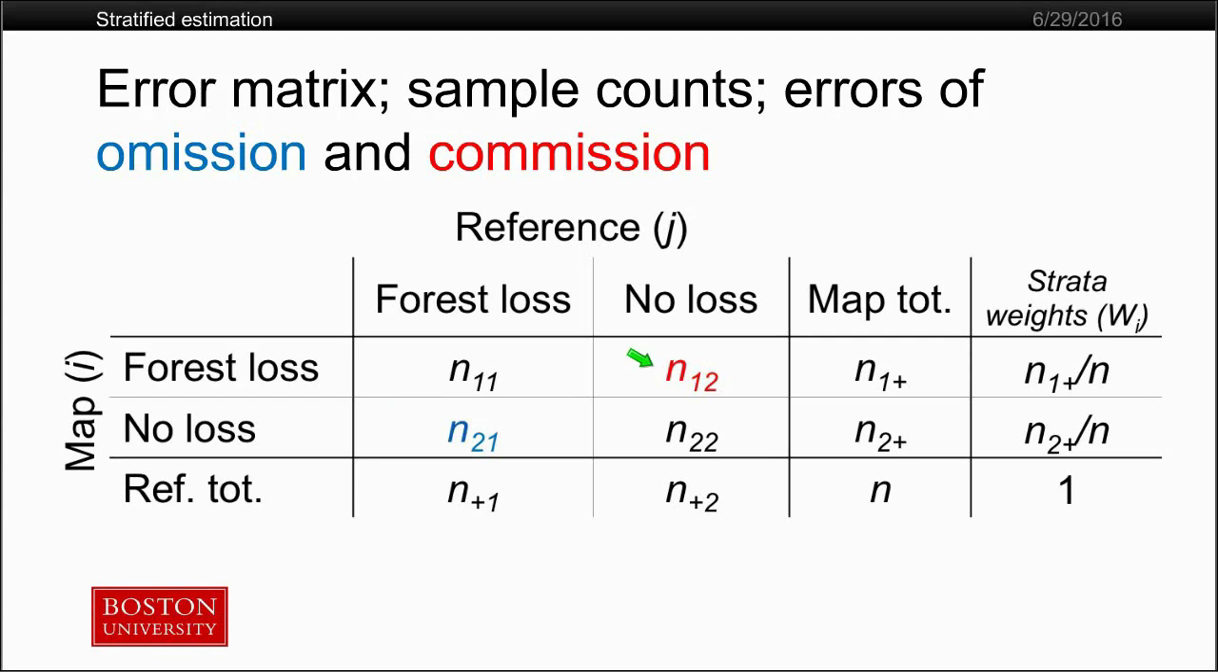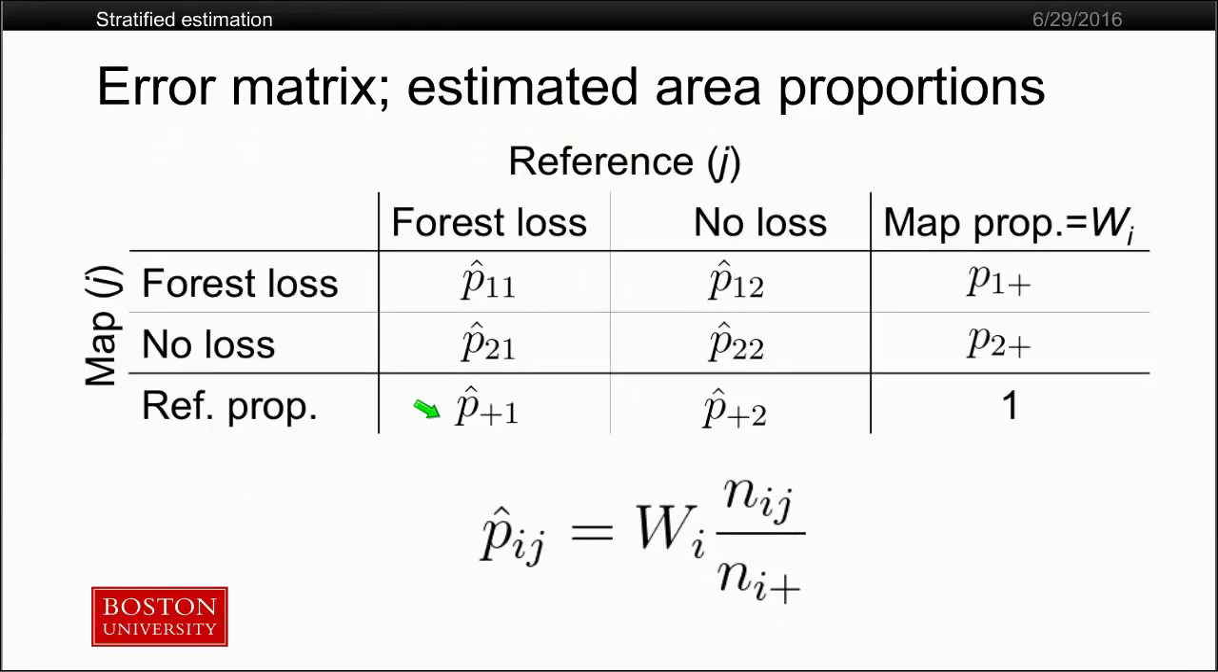So I want to say that 2%, or 1%, or whatever it might be, of the total map area were committed forest loss, right? So the commission error forest loss represents 1 or 2% or whatever it might be of the total map area. And same with the other elements here in my error matrix. I want to be able to express this as area proportion. And if this is a stratified random sample, we can then rather easily calculate these area proportions. We have the strata weights, and then we just take the sample counts in each element here and divide by the total number of sample units per strata.